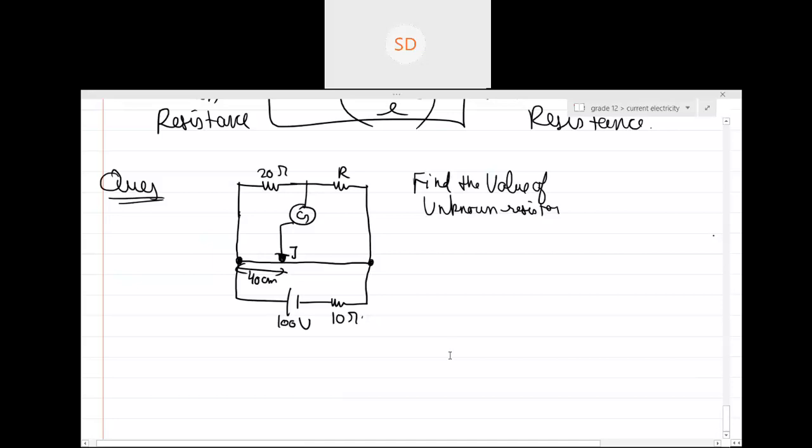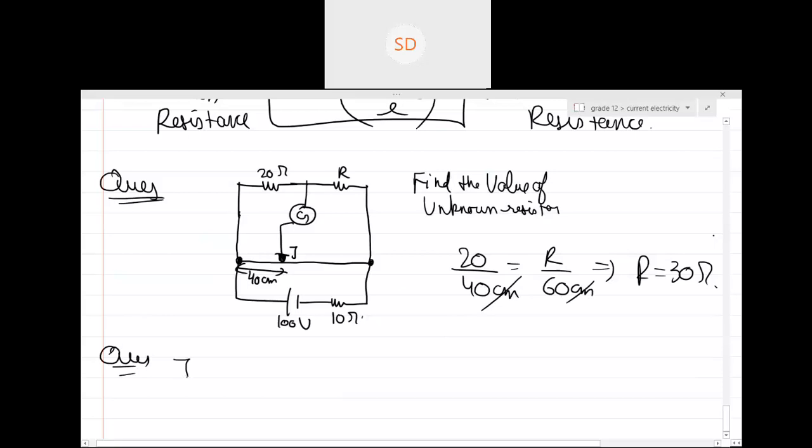Direct, just 20 by 40 is equal to R by 60, right? It's a meter bridge. So from here, R will be equal to 40. And can you see this was in centimeter, this was also in centimeter, so there is no difference whether you write it in meter or centimeter. So next question.